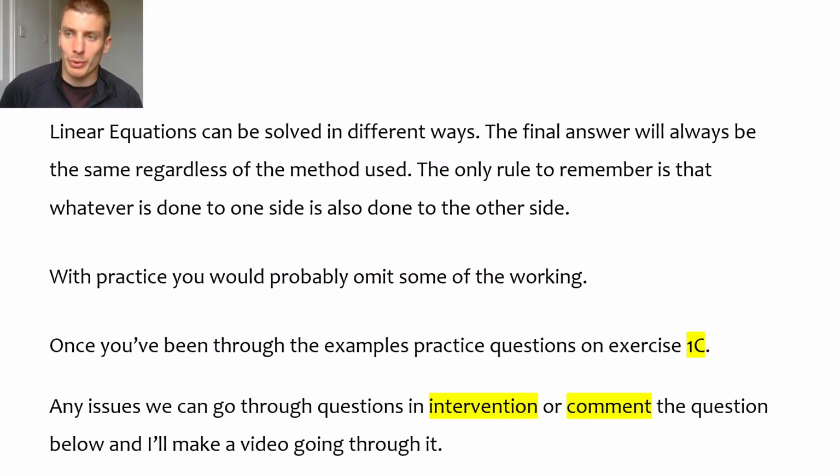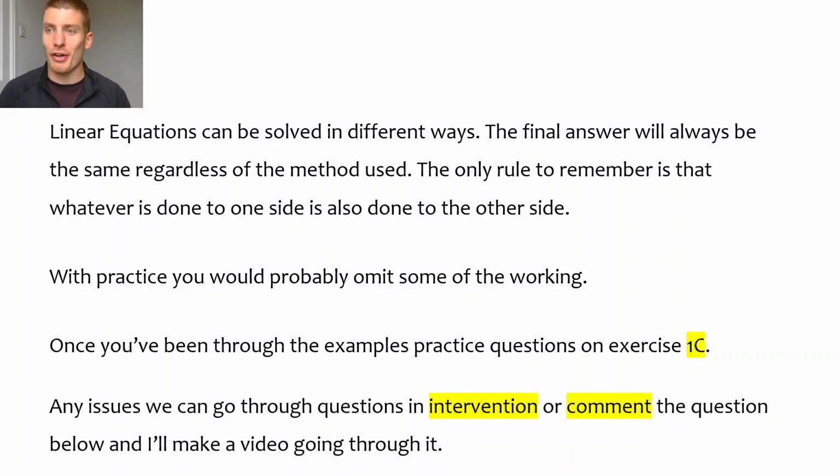I'll go through a couple of examples, but that's going to be it for solving linear equations because it's a really broad topic, okay, and it's recapping really the stuff from GCSE, and these are like core skills that we need to have. So yeah, it's important we practice the questions on there. So that is pretty much it for this video.